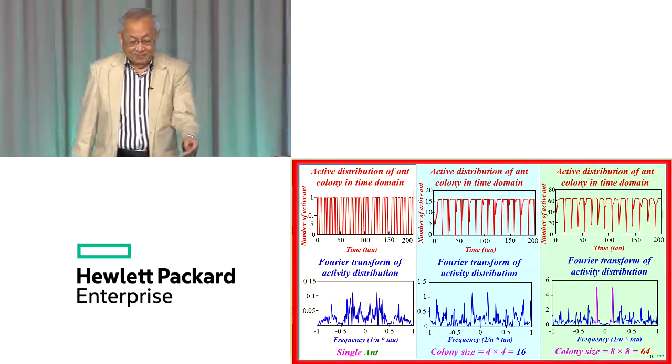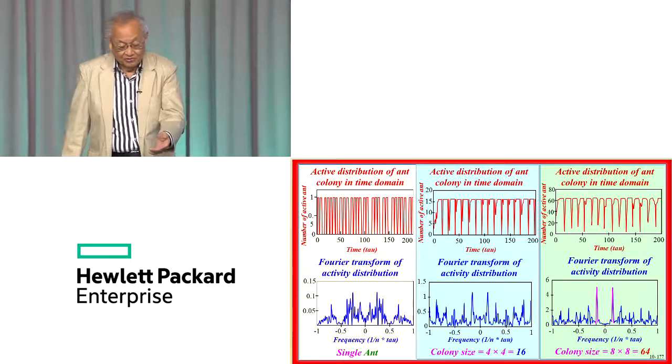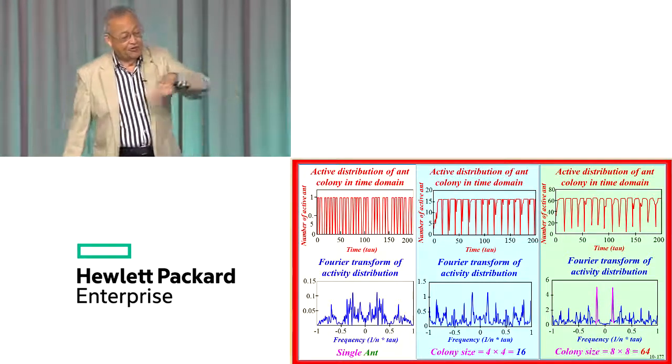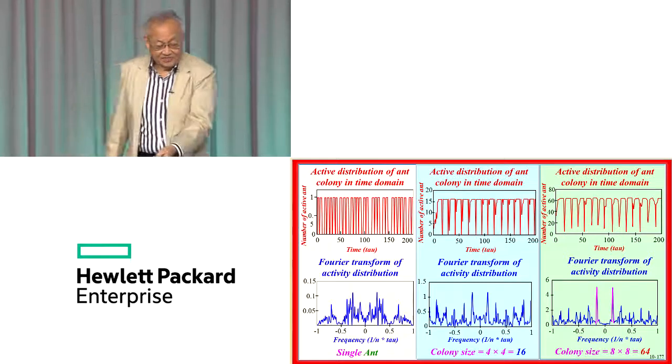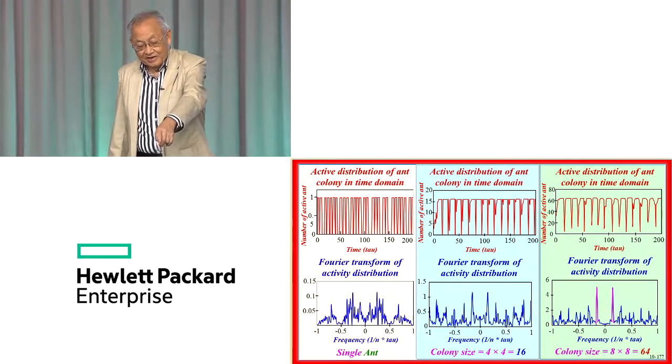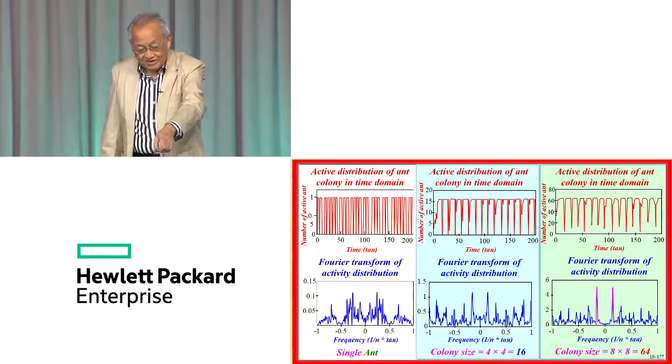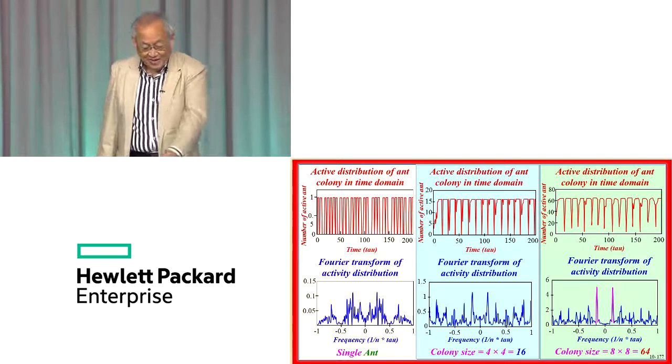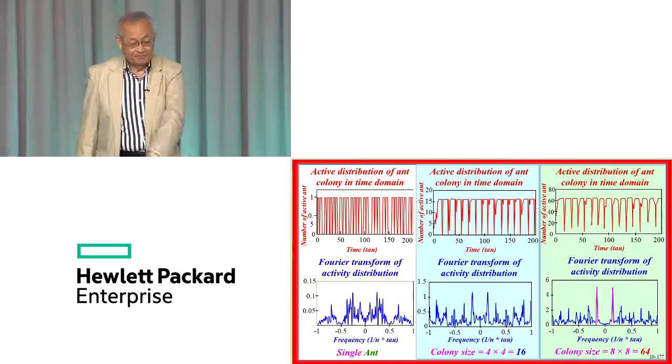Okay. Now Professor Rosa increased it up to a colony of a 4x4 grid. So now you have 16 ants. With these 16 ants, you can see that it's still not periodic. It looks like a period, but not quite. You can see it's not repeating. Okay, and if you look at the Fourier transform, it's random.